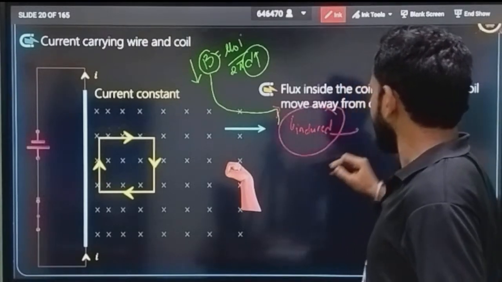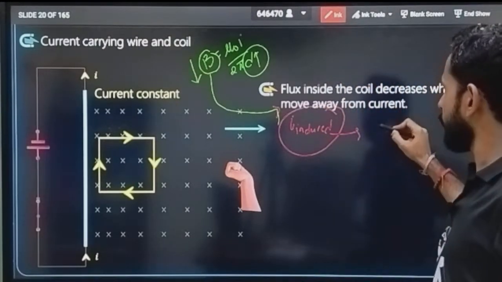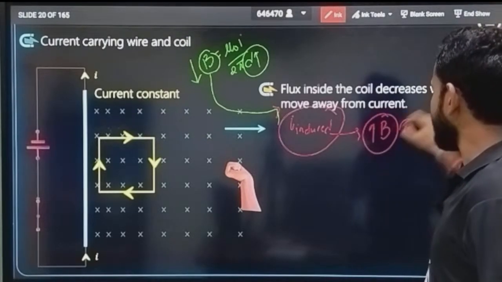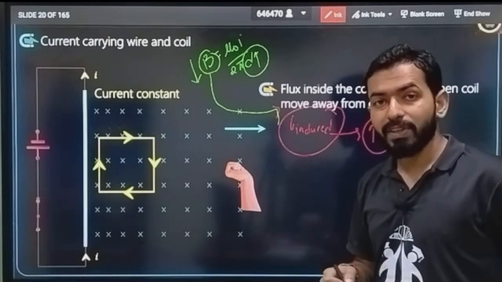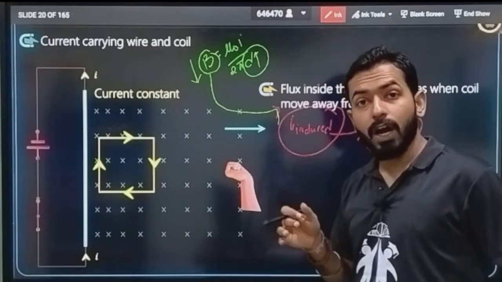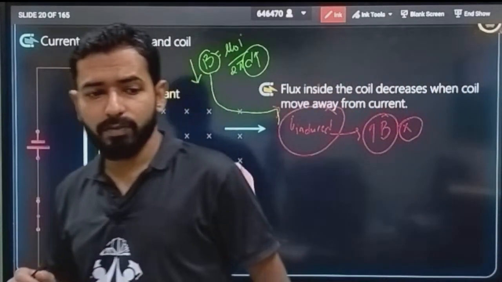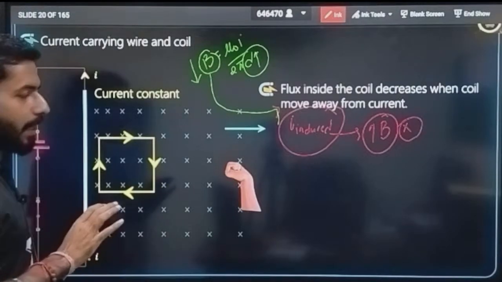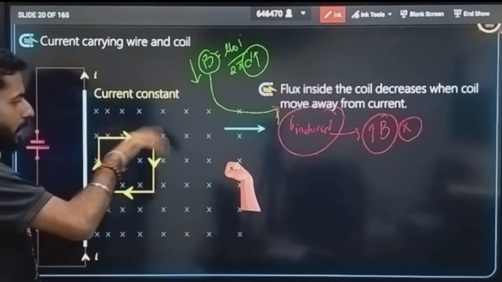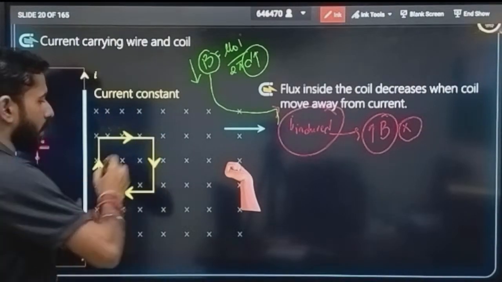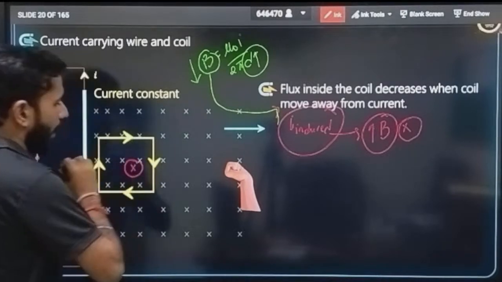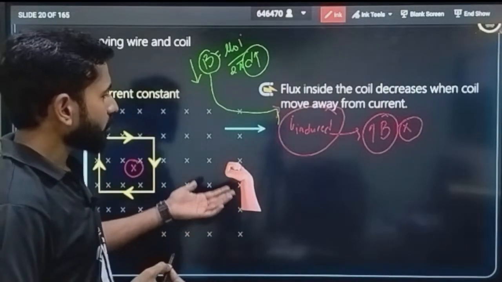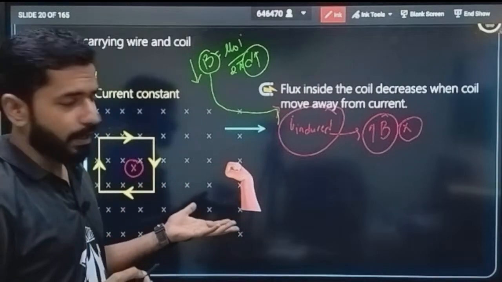And what is this induced current going to try to do? It is going to try to increase the magnetic field in the inside direction. How will you increase the magnetic field? By a very simple method: you will induce a current in the anti-clockwise direction. That means you have an induced magnetic field in the inside direction, and that current will be satisfying Lenz's law.